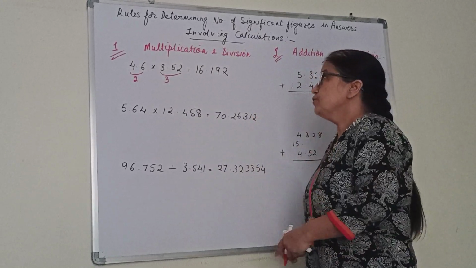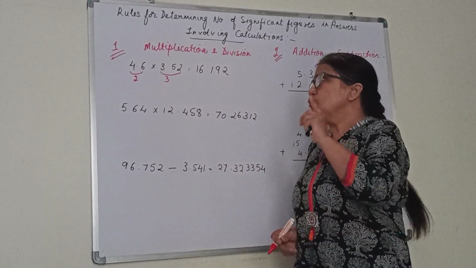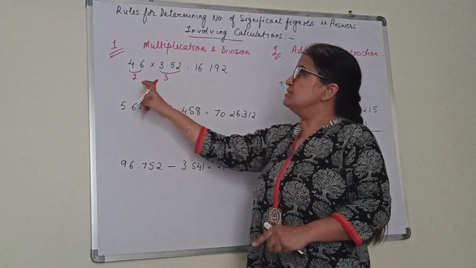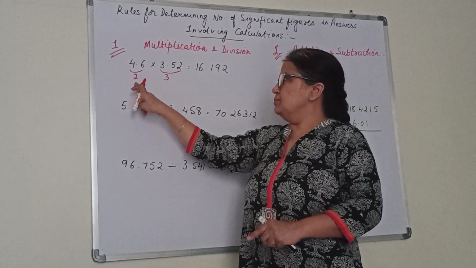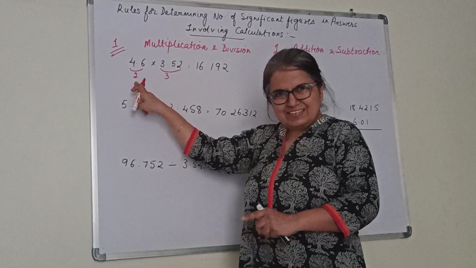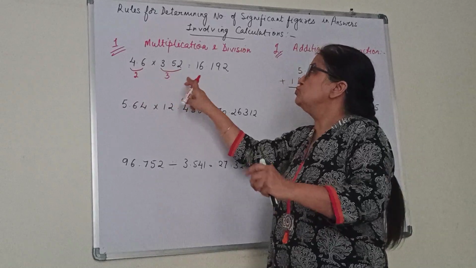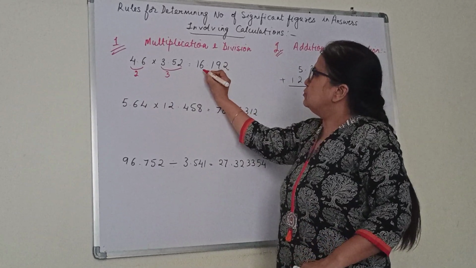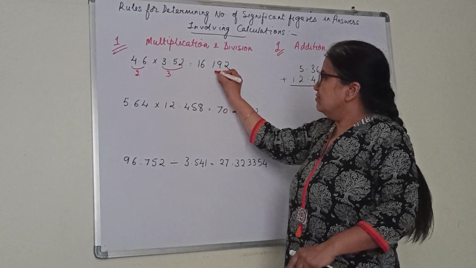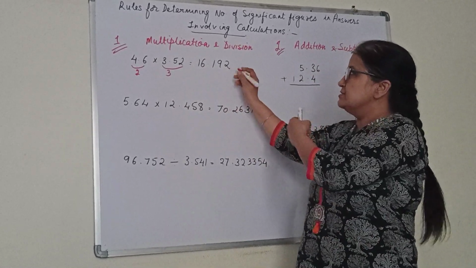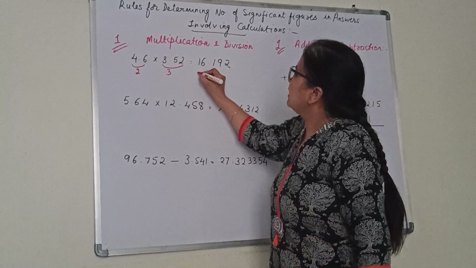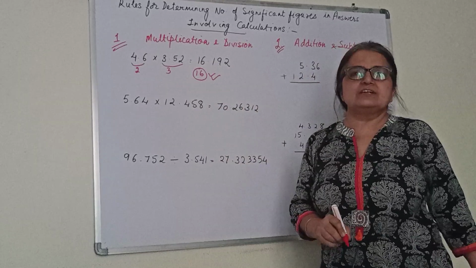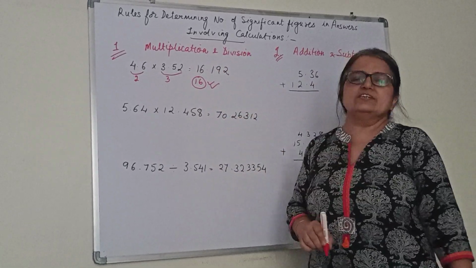So the answer which you are going to represent should also have that many significant figures as present in the least one. That means out of 3 and 2, this is the least number of significant figures. So the answer should also have 2 significant figures. Okay, so that 2 means only this. You are not going to start writing from the right hand side, but from the left hand side. So you will write the answer as 16 only. You will not even mention these decimals.